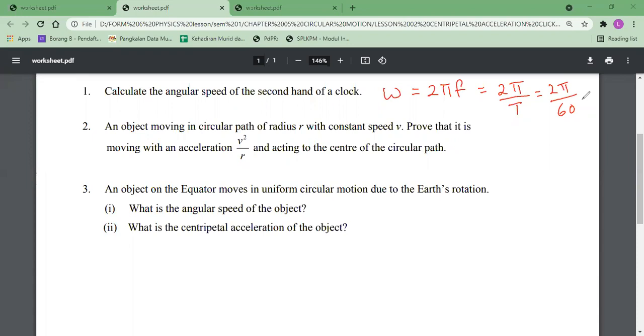So that means it will be equal to 2 pi divided by 60. So the angular speed for the second hand of a clock is 2 pi in 60 seconds. So we get 0.1047 radian per second.